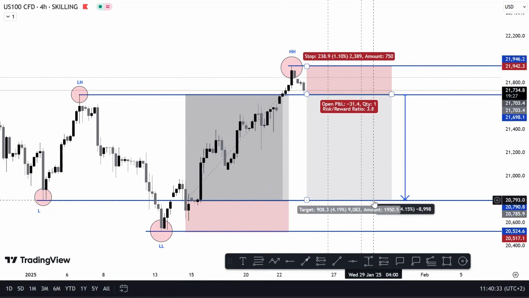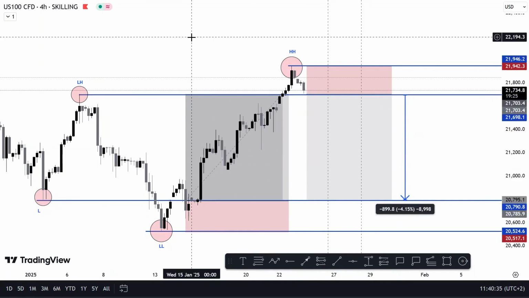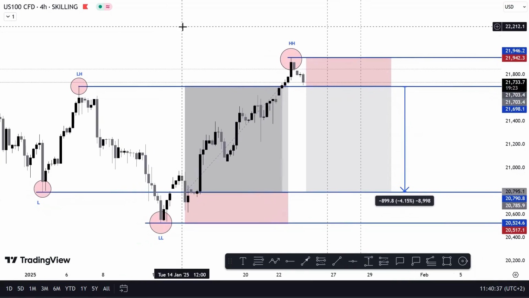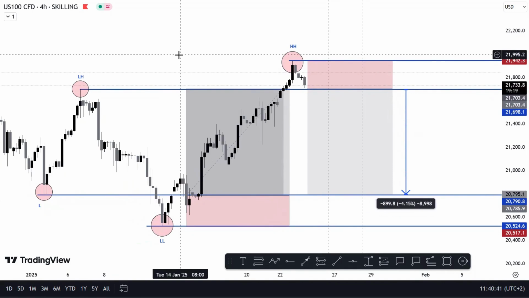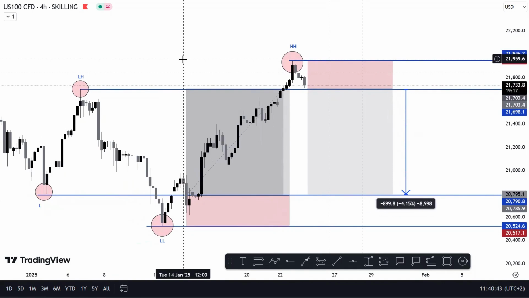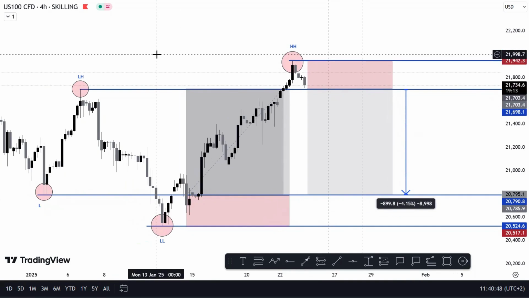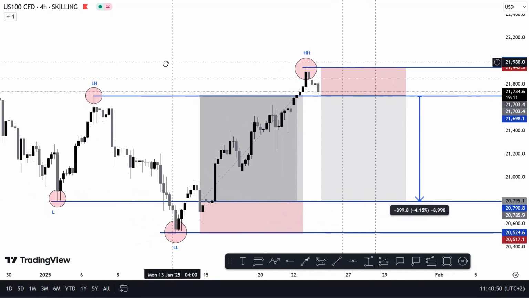Then you can take the second entry, which is the current one that I'm showing you at this moment. And that is it. That's the Quasimodo reversal strategy. This is what we're looking at. So this is the update.